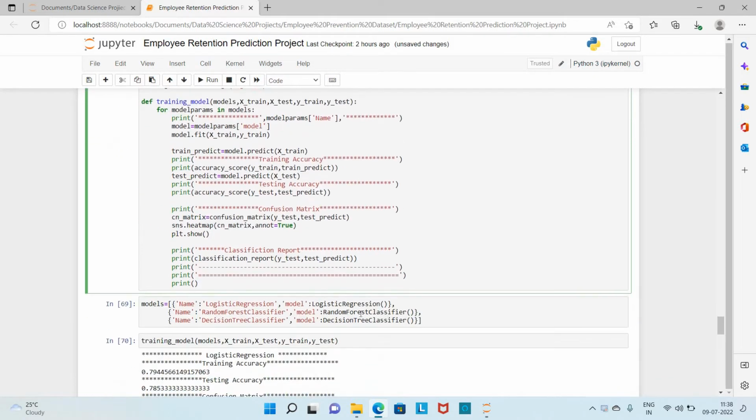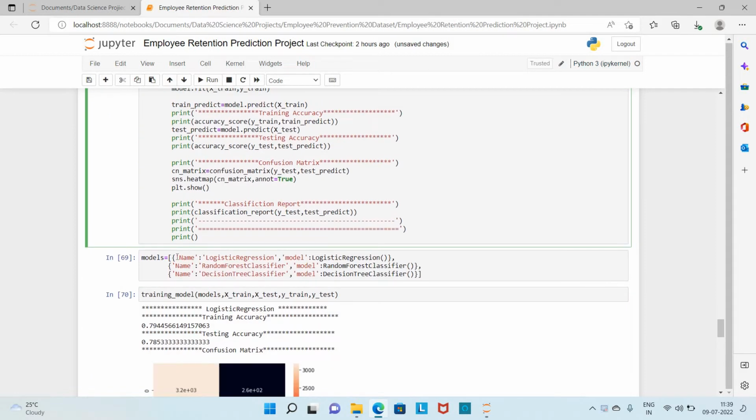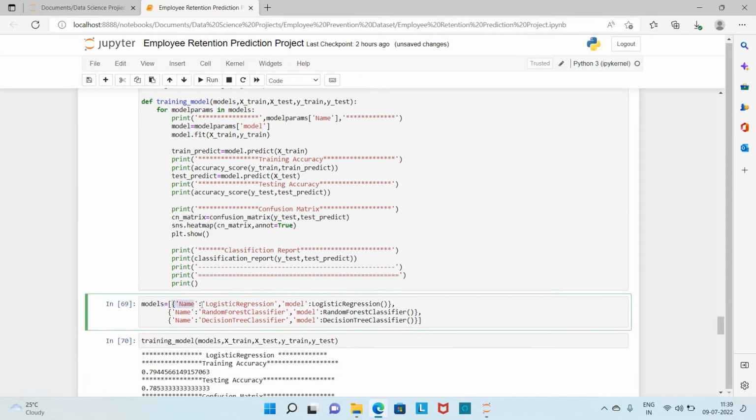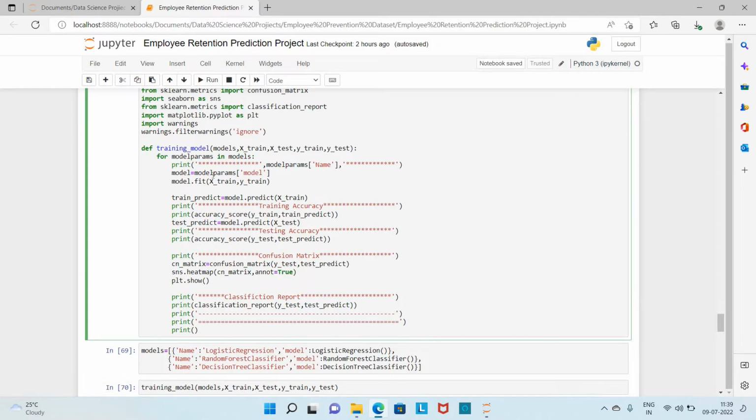So how it works: first of all, we will take this one alone. For every dictionary, the program will run, and the dictionaries will come in one by one. Let us take one dictionary. For logistic regression, first it will print the name, and the logistic regression class will be assigned to this model. Once the model is initiated, we feed the training data into the model.